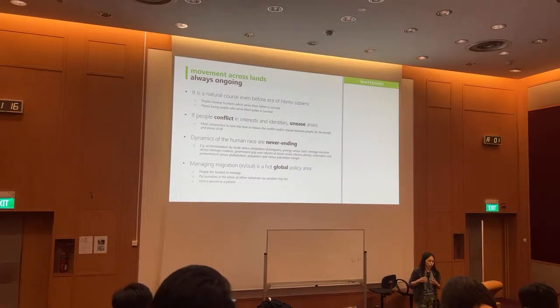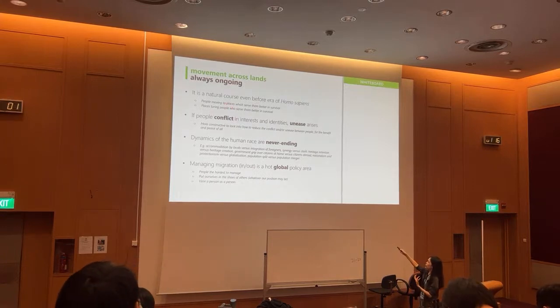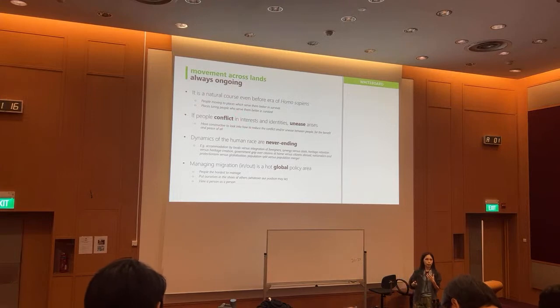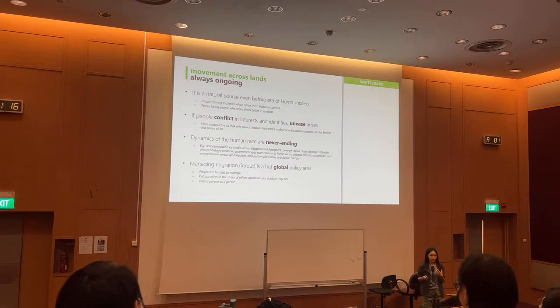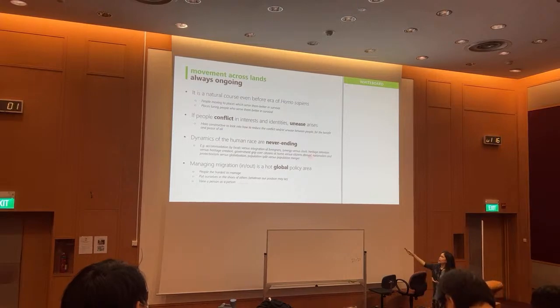Movement across land is always ongoing, even before the human species appears on Earth. So it is natural that people will go to places that serve them better. It's natural that places will attract people who serve them better. You can say that people or humans are selfish and practical, but most of the time, they do not mind other people moving around if their interests and identities are not compromised. It is when there is conflict of interest and identities, then unease arises.